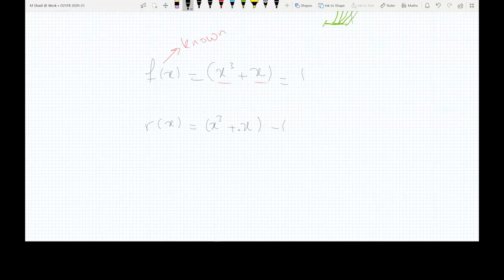So the residual function is basically the difference between the value of f(x) for the guess you have and the actual value of f(x). So the value you are looking for is 1, and then you guess a value of x, you get a value for f(x), and the difference between both is going to be the residual function. Now, what you aim for is trying to make R(x) equal to 0. If the guessed value of f(x) is equal to the actual value of f(x), then the residual is going to be equal to 0, and your problem is solved.